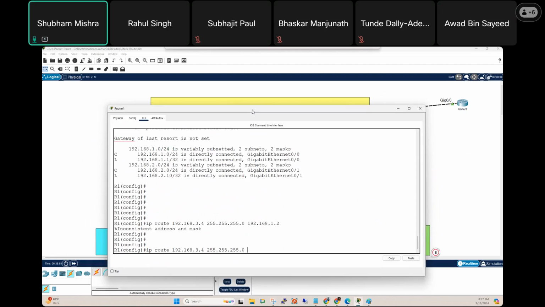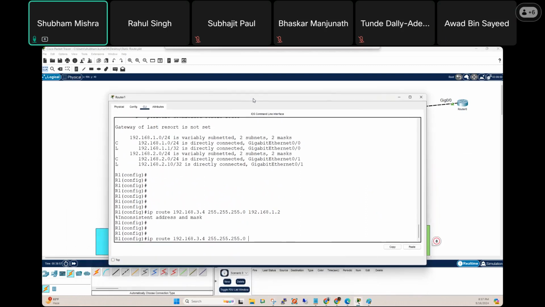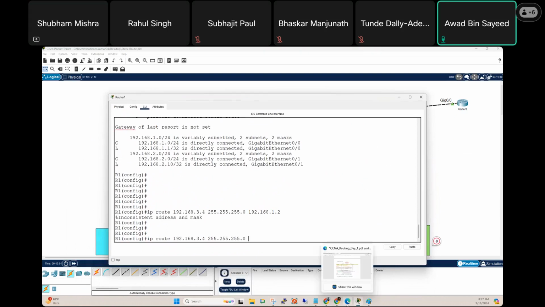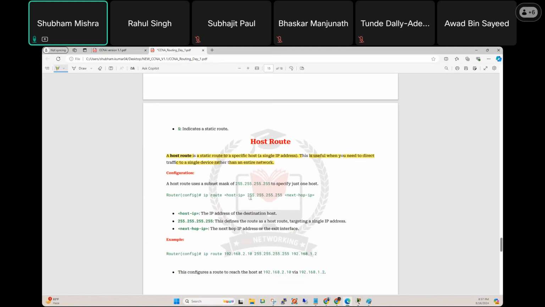Why 4 octets in the subnet? For a particular host. Are you sure? Yes. Exactly. If you are specifying one host, guys, in the study class I told you two things, if you remember: /32 I told. /30, /24, /32. Who can tell me what is the difference?